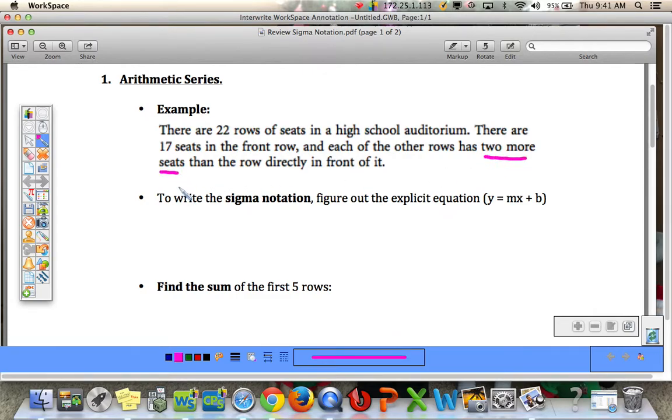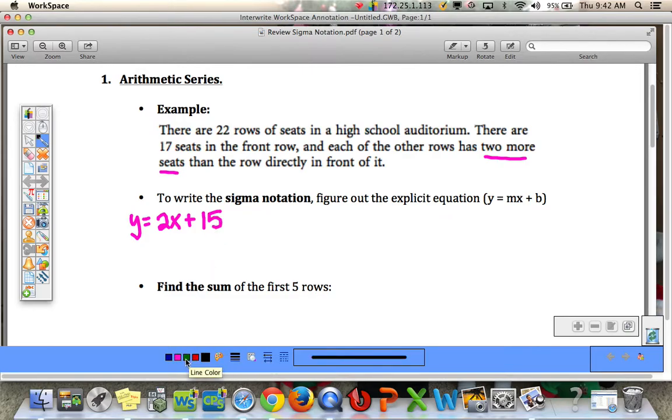We need the y-intercept though. If there are 17 seats in row 1, you would have to think how many seats would there be in row 0. So if we're adding 2 each time, we're going to work backwards to find the y-intercept, and that would mean our linear equation would be y equals 2x plus 15. Again, the 2 is the slope, and we would start with 15 seats if there were a row 0.